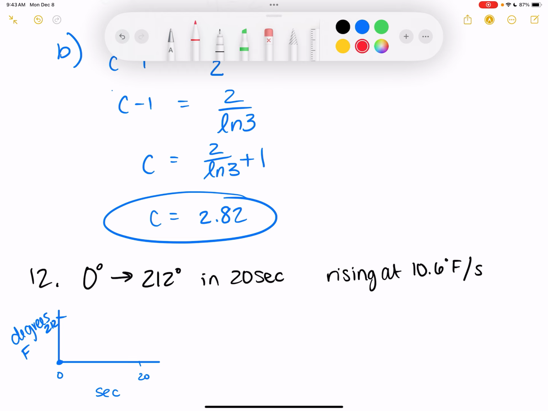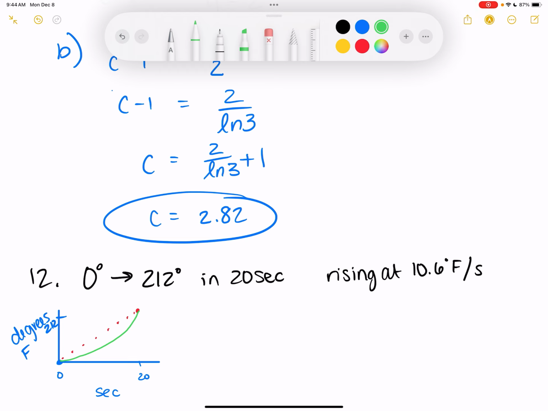So in theory, we would be rising constantly. In normal circumstances, it would look something like that. However, that's not really what's happening. It's going to rise more like that, with a curve to it. So we're trying to show that at some point in this interval of time, it's rising at 10.6 degrees Fahrenheit per second using the mean value theorem.